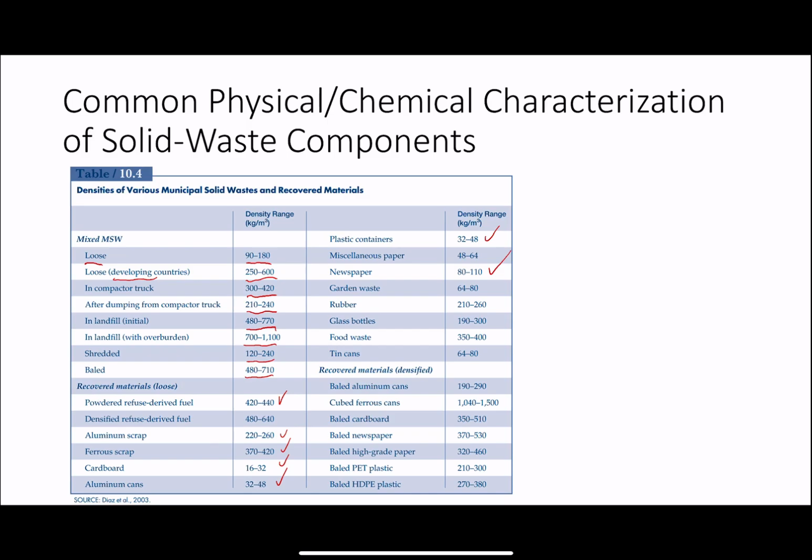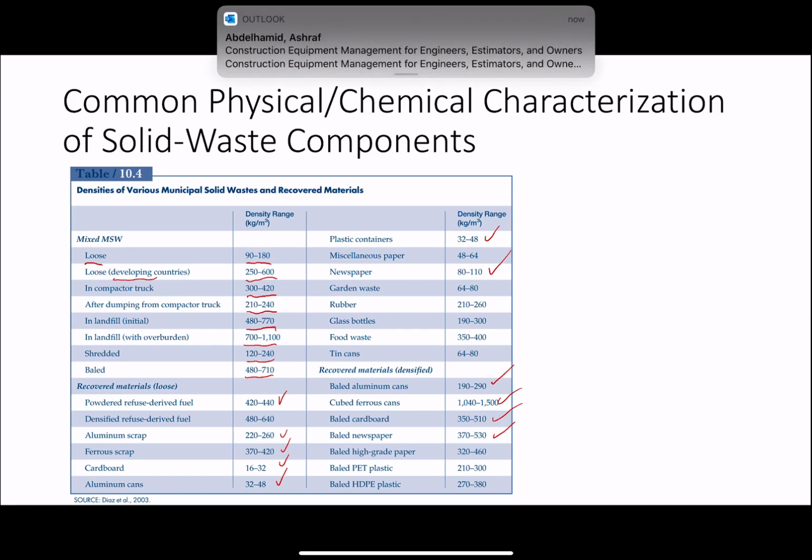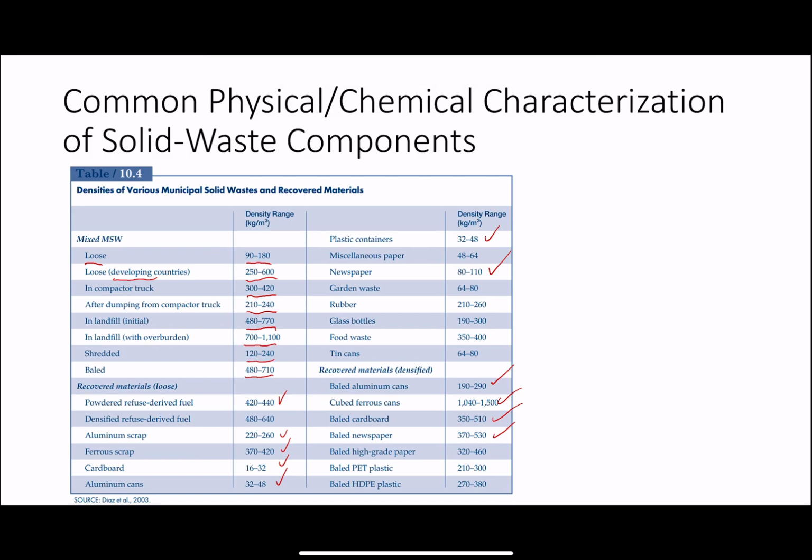And you can see that this density analysis is very important to understand how to manage the solid waste problem. You can see also the recovered materials. If it's baled, aluminum cans, this is the density per cubic meter, ferrous cans, baled cardboard, baled newspaper. So all of this is important to understand what type of management analysis is needed for this type of solid waste.